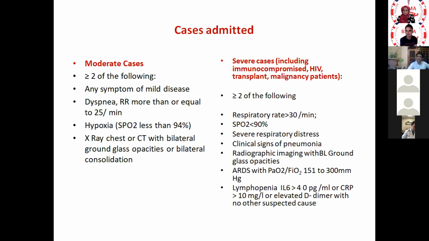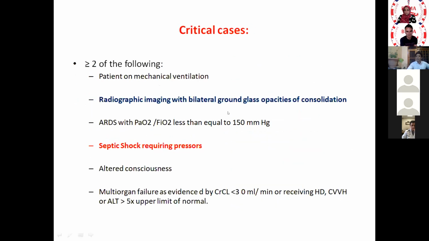At that time, we saw a uniform pattern in Kashmir as well as the rest of India: the markers of severe disease were lymphopenia, increased IL-6 levels, and elevated D-dimer levels.